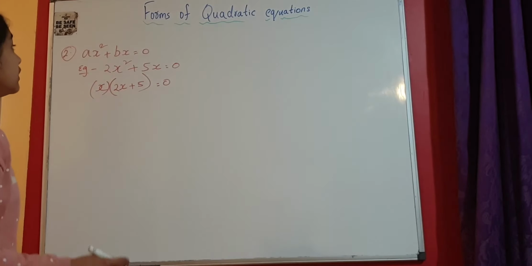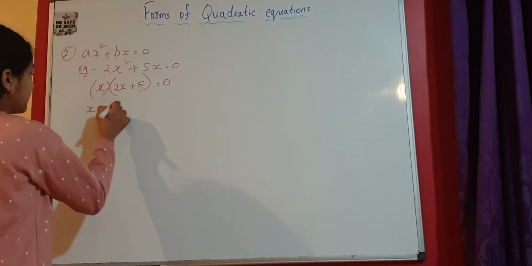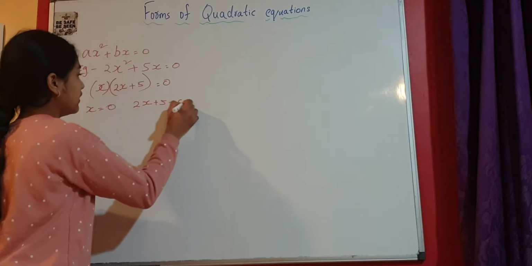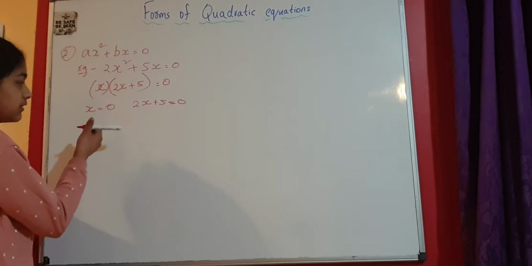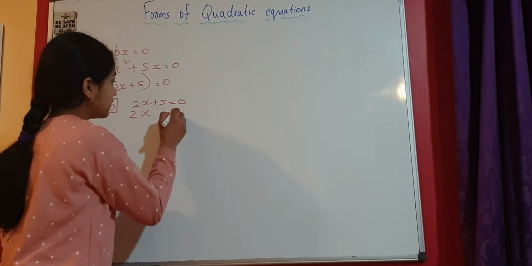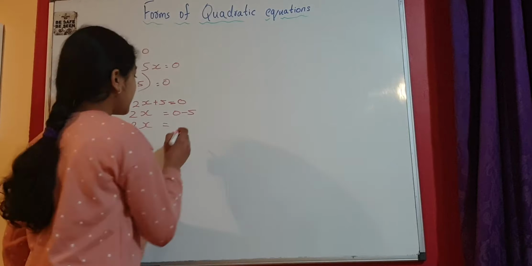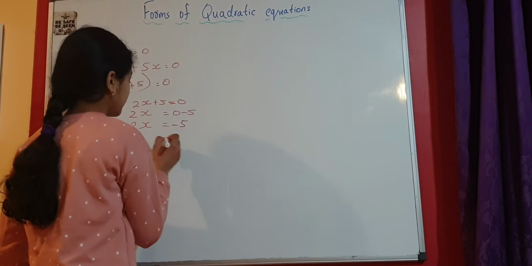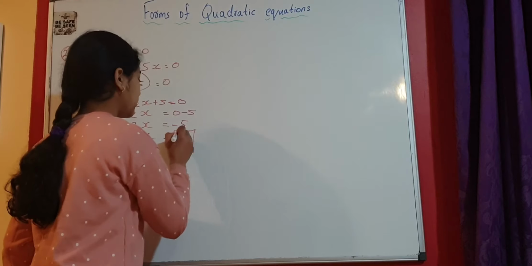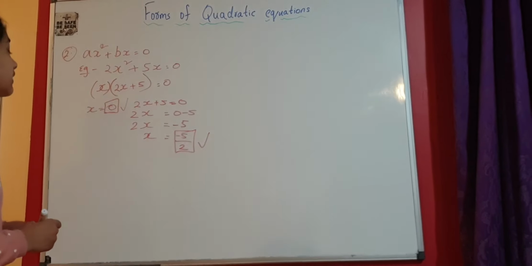If they ask you to find the value of x, you have to do it like this. So you can think x is equal to 0 and 2x plus 5 is equal to 0. So we got the answer, x is 0. One answer is 0. Let's solve this one now. So 2x is equal to 0 minus 5, which is minus 5. X is equal to minus 5 upon 2. So 0 is one answer and minus 5 upon 2 is the other answer.